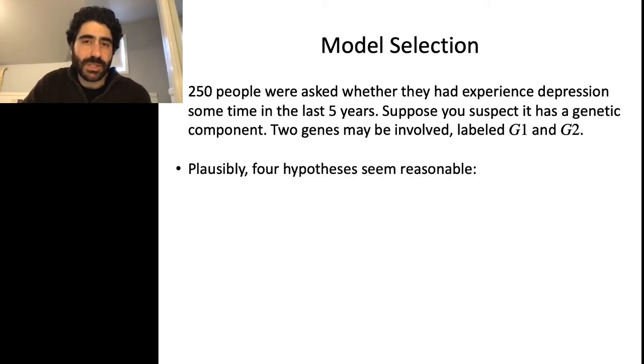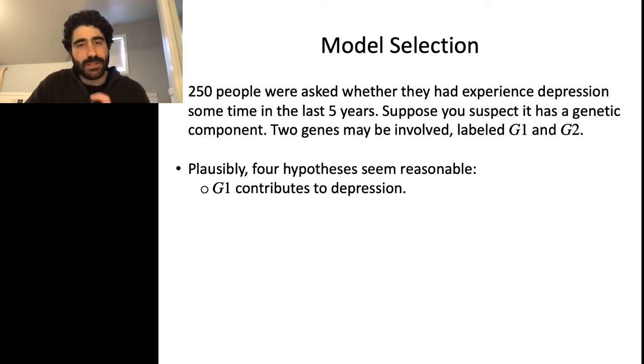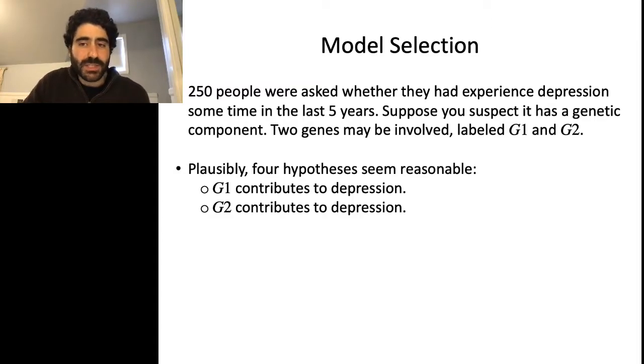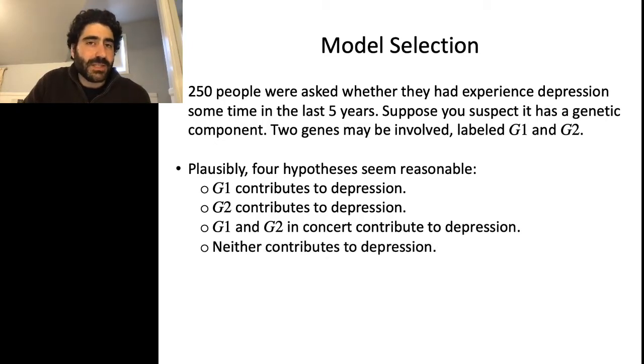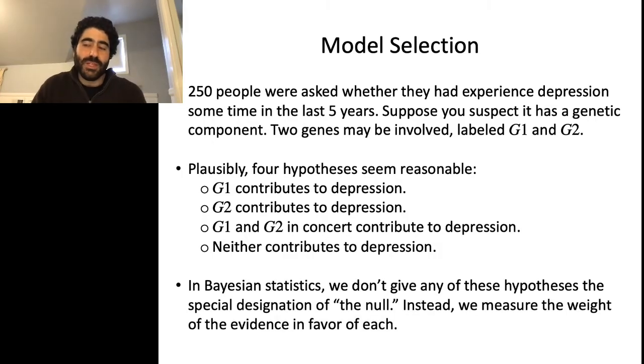We could think about four hypotheses. Gene 1 is related to depression, so a particular variant of gene 1 increases risk for depression. Only gene 2 is related to depression. Both of them influence your risk of depression, or neither one is related to depression. Again, in Bayesian statistics, we don't have to think about just a single null model that we're trying to reject. Here we just have four potentially equally good hypotheses, right? And we're trying to figure out which of these we should believe the most.